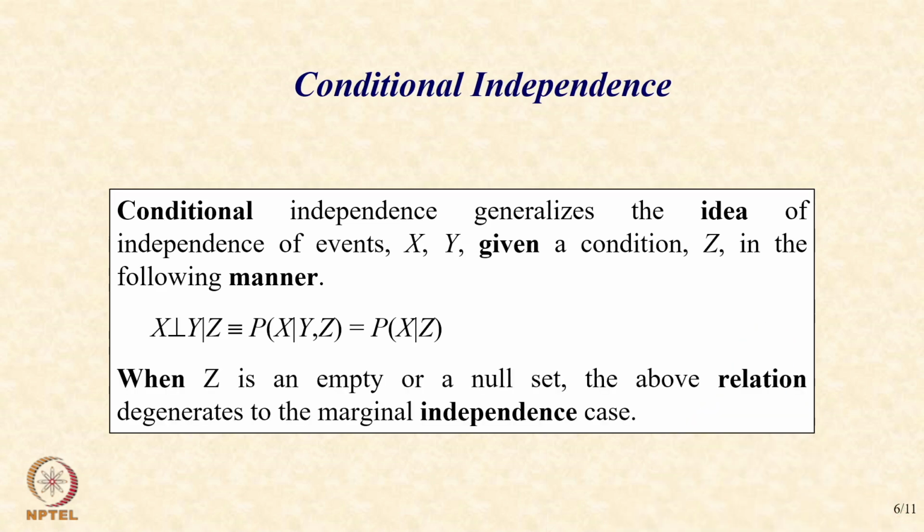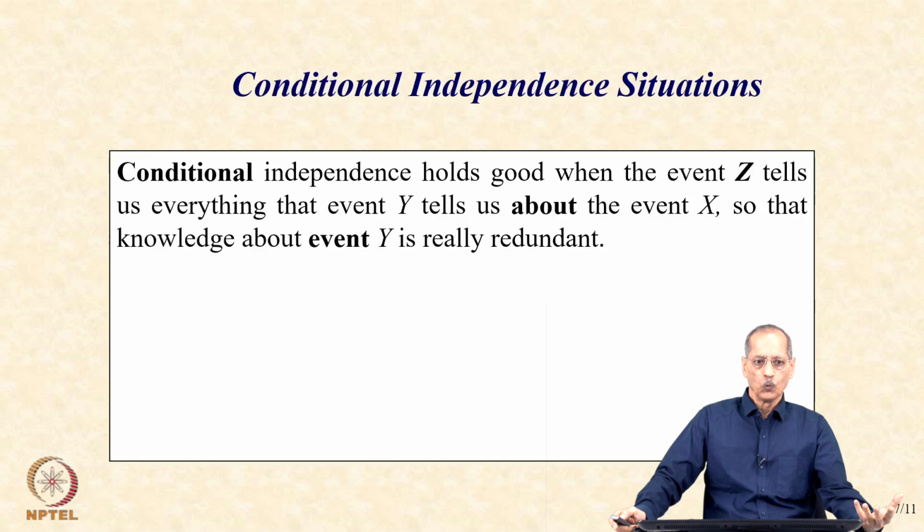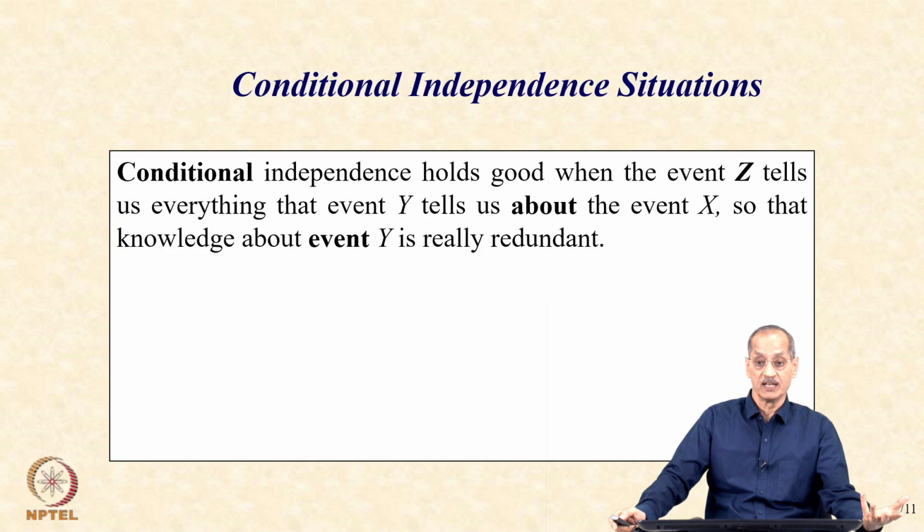not. Of course, we will realize that if z is an empty or a null set, then the above relation will simply degenerate to the conditional probability, which means if z becomes 0, this is nothing but your probability of x in the light of event y occurring. Now, when does this happen? It is not a general scenario, but there are situations where such a thing will happen and we need to understand those.